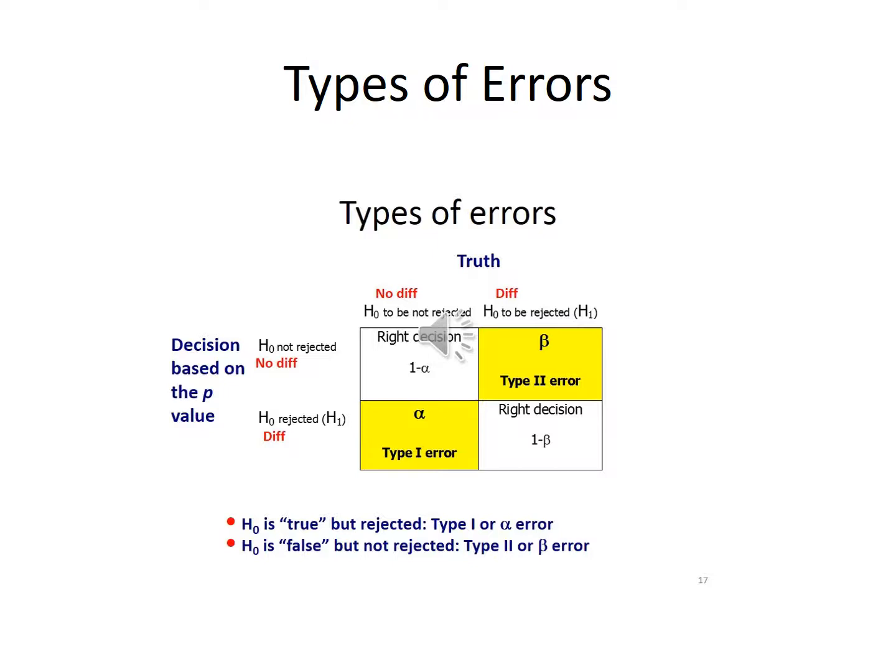On the same token, if I say there is a difference, I would like for reality to also show a difference. However, there is a chance I'll say there is a difference when in fact there is no difference. That's called the alpha type error. That's also called a type 1 error. In other words, I made a mistake based on that. And then there's the other type where I call no difference, when in fact there is a difference. That's called a beta type error or a type 2 error.